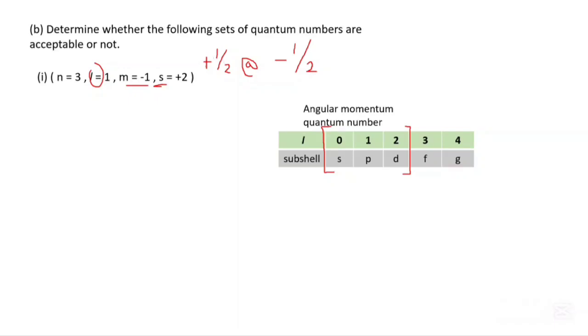So we can obviously see that the value given for the electron spin quantum number, which is plus 2, is definitely wrong. So the answer will be not acceptable.